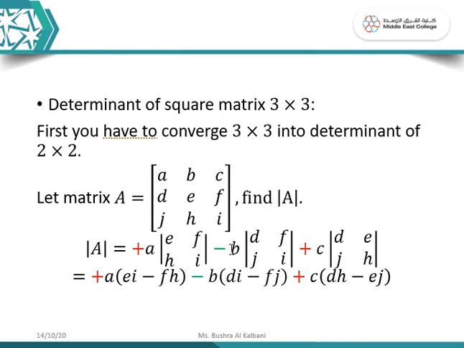Now here you have minus B. Delete every element which is on the row and the column of B, and you get D, J, F, I. And also for the third column, delete it, and you get D, E, J, H. After that, you find the determinant of the 2 by 2 or square matrix. To find the determinant, the matrix should be square. If it is not square, you cannot find the determinant.